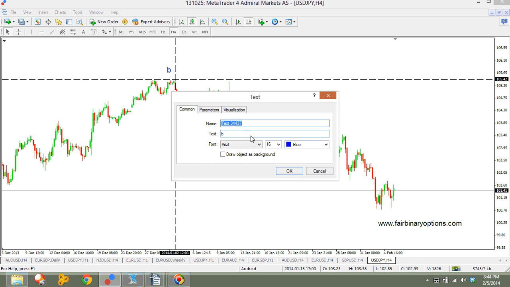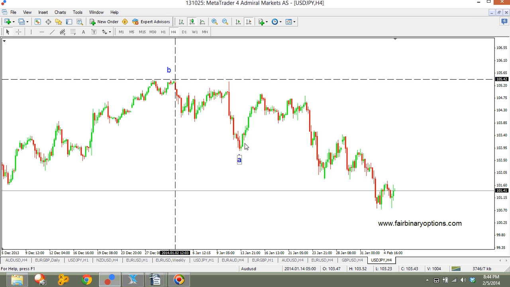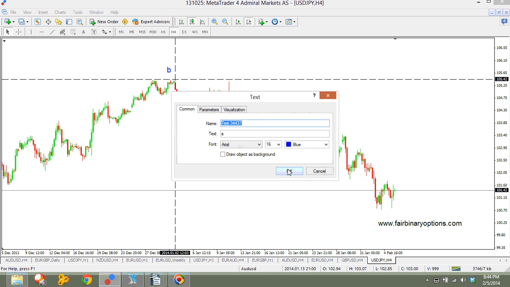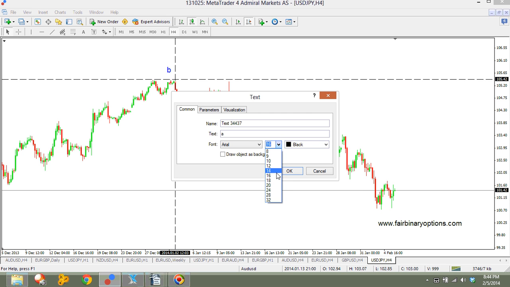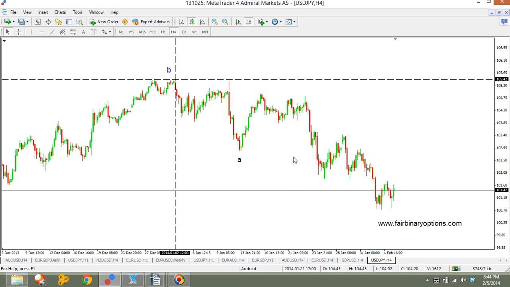Now this wave A goes of a lower degree. Let's make it of a different color, black. This wave A goes with a three-wave structure, A, B, C. Make no mistake, this three-wave structure is a flat, and not only that, it is an elongated flat, of a lower degree.